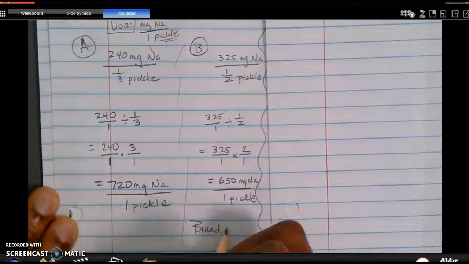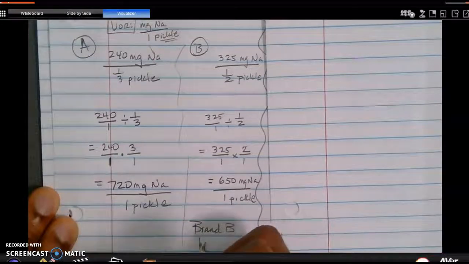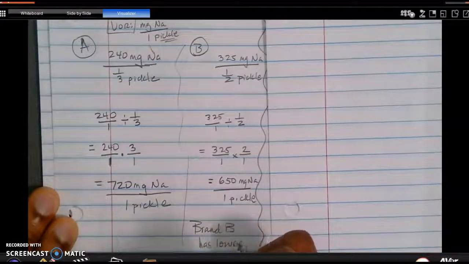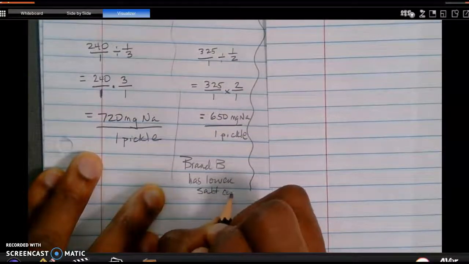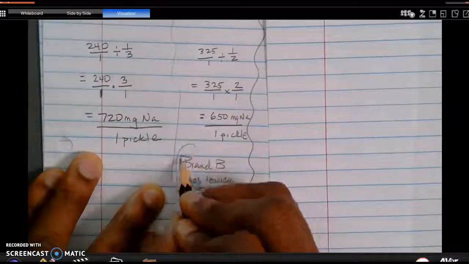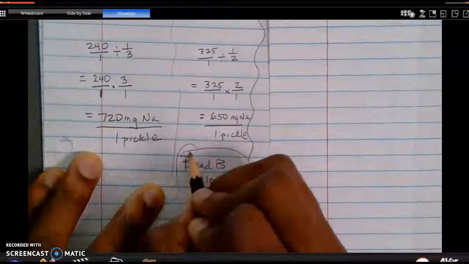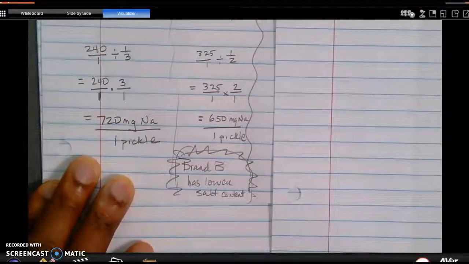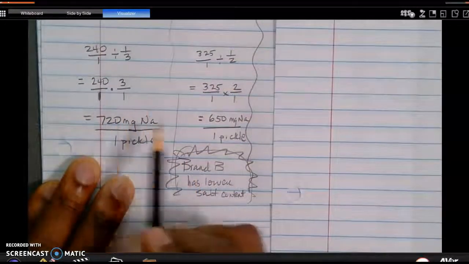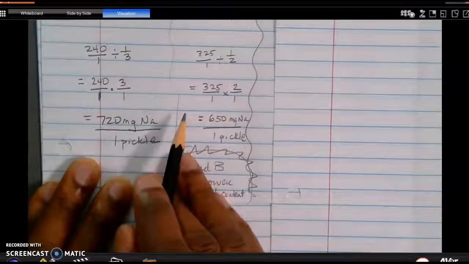Okay, brand B has lower salt content. So this would be my winner. Okay, brand B has a lower salt content, and I'm simply comparing the two. Okay, now I'm going to move back up to my next problem.